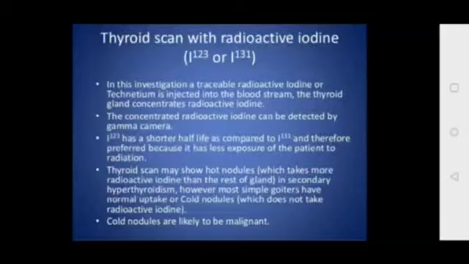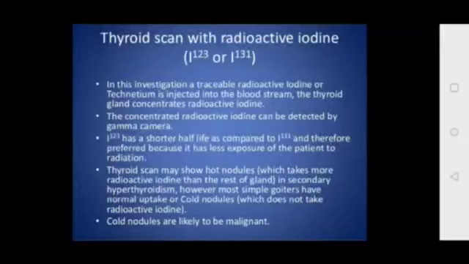The thyroid scan may show hot nodules, which take up more radioactive iodine than the rest of the gland. In secondary hyperthyroidism, however, most simple goiters have normal uptake. Cold nodules do not take up radioactive iodine, and cold nodules are likely to be malignant. As we said, in a thyroid scan, if there is uptake, it is a hot nodule, and when there is no uptake, it is a cold nodule.